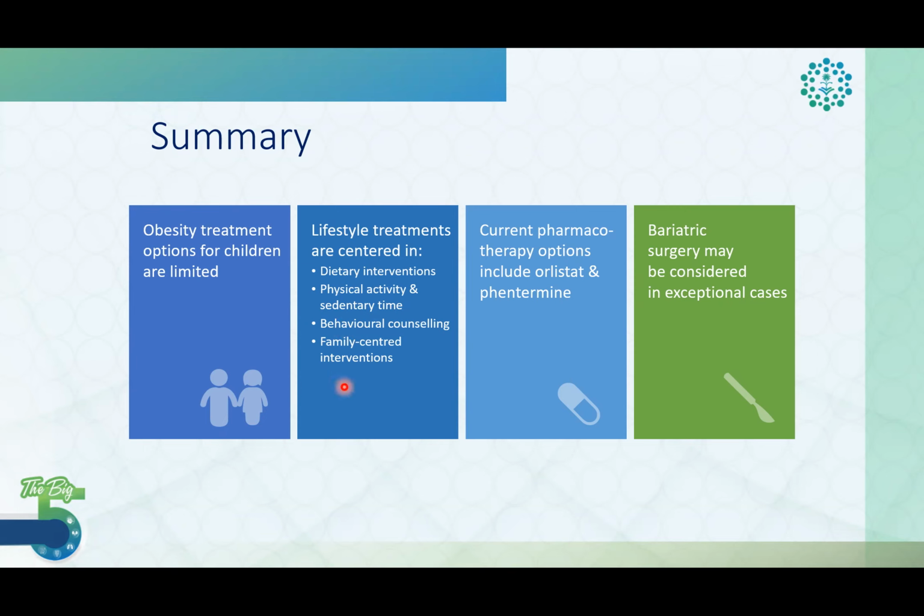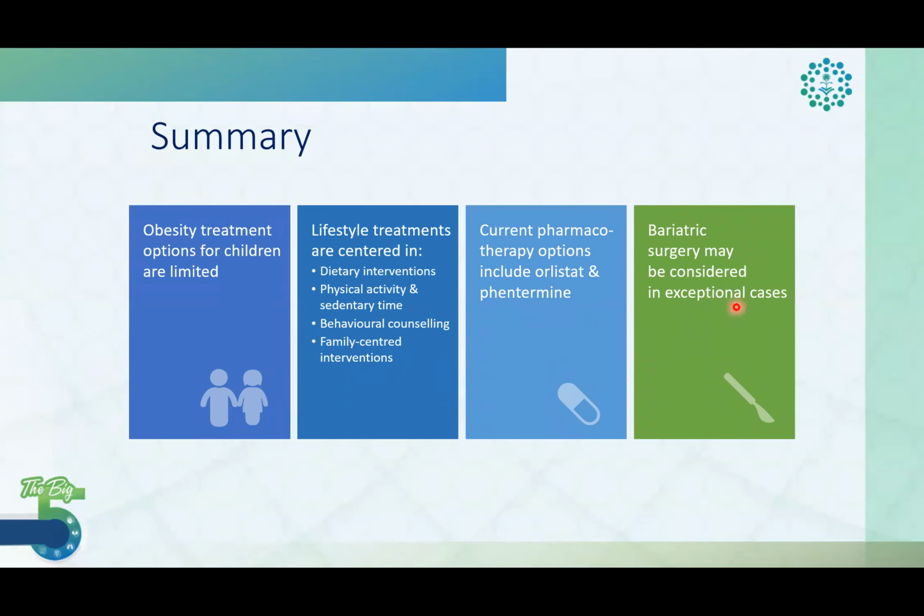We have to tell the family the success of the management depends on the whole family, not on the child or adolescent alone. Don't leave the child and the adolescent alone managing themselves. Please cooperate with them, help them, walk with them, eat a healthy diet with them. And regarding pharmacological therapy, we have a few options: metformin, insulin, and GLP-1 receptor agonist. And as I mentioned, bariatric surgery may be considered only in exceptional cases.